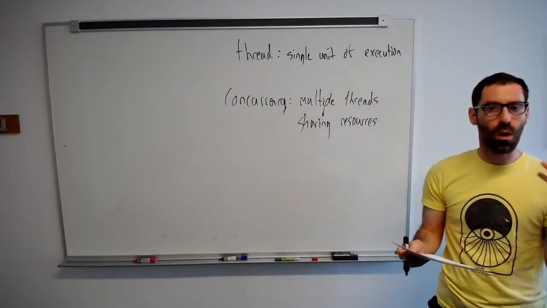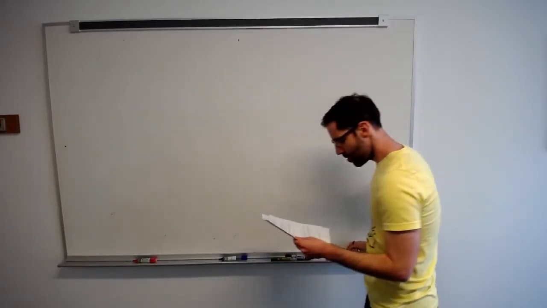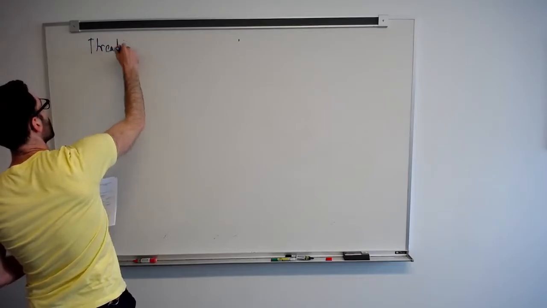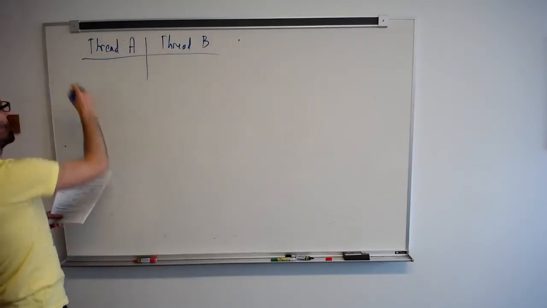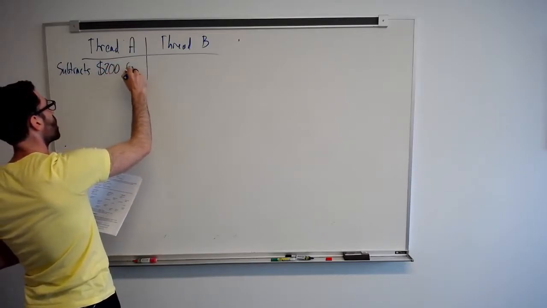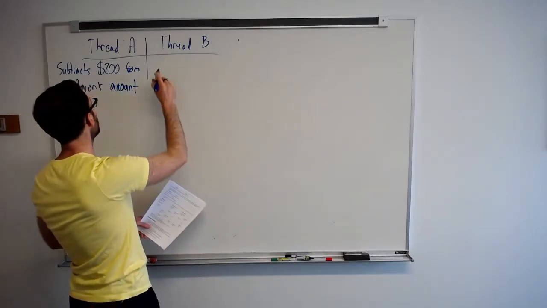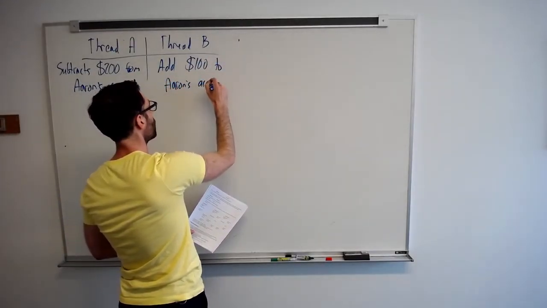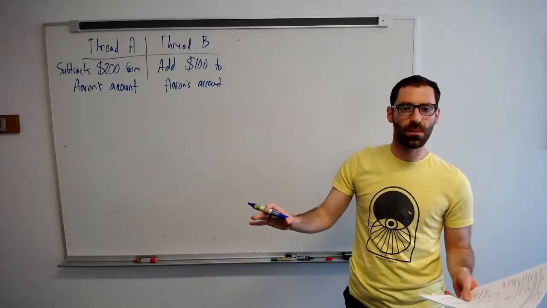So I want to illustrate why this is actually something that we need to care about. We're going to imagine that we have two threads, thread A and thread B. What thread A wants to do is to subtract $200 from my account. And what thread B wants to do, which I like a lot better, is to add $100 to my account. So these are our two tasks. We have them happening in separate threads.